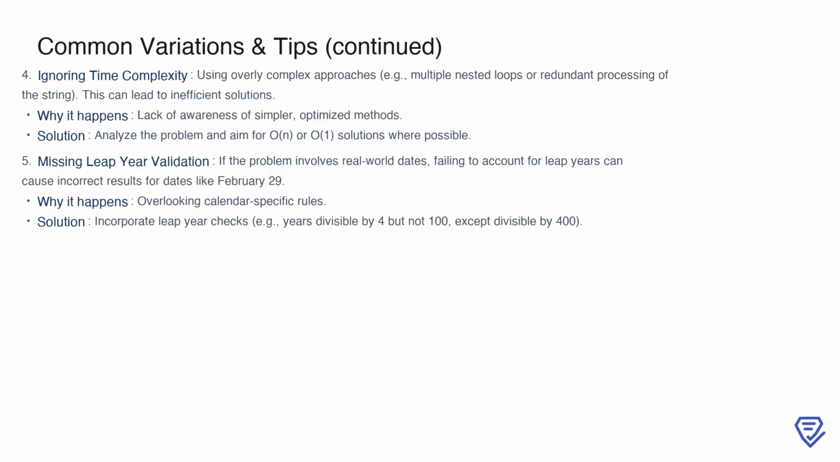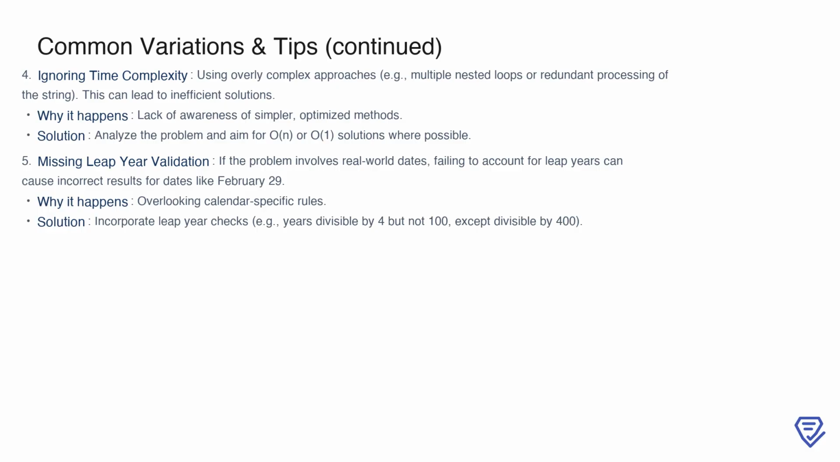Another pitfall to avoid is ignoring time complexity. Overly complex solutions, such as using multiple nested loops or redundant string processing, can lead to inefficiency. This often arises from a lack of awareness about simpler, optimized methods. To prevent this, analyze the problem carefully and aim for solutions with time complexities like O(n) or O(1) whenever possible.